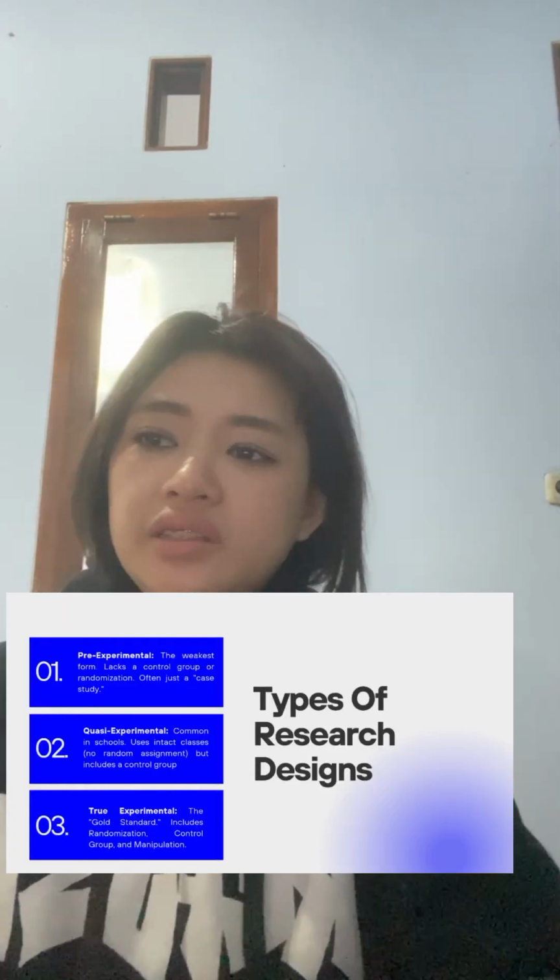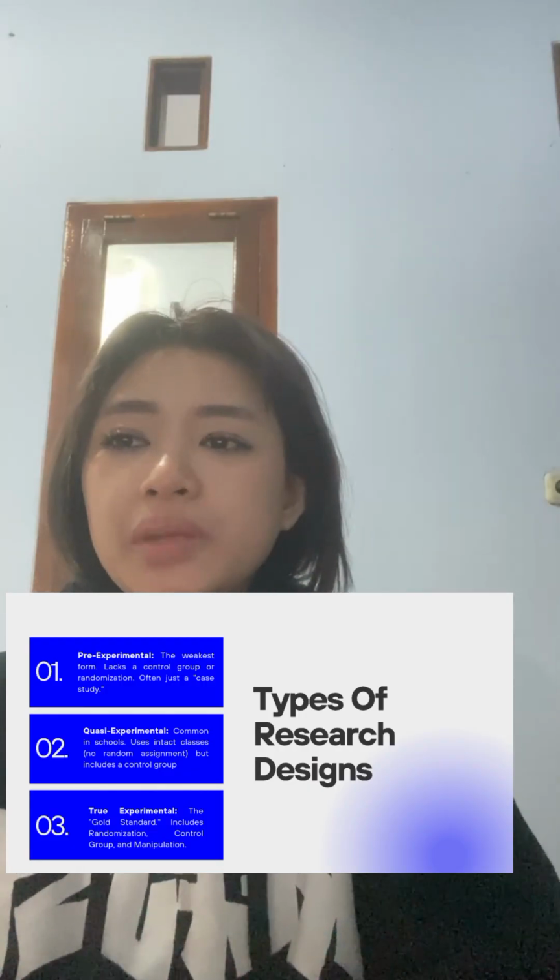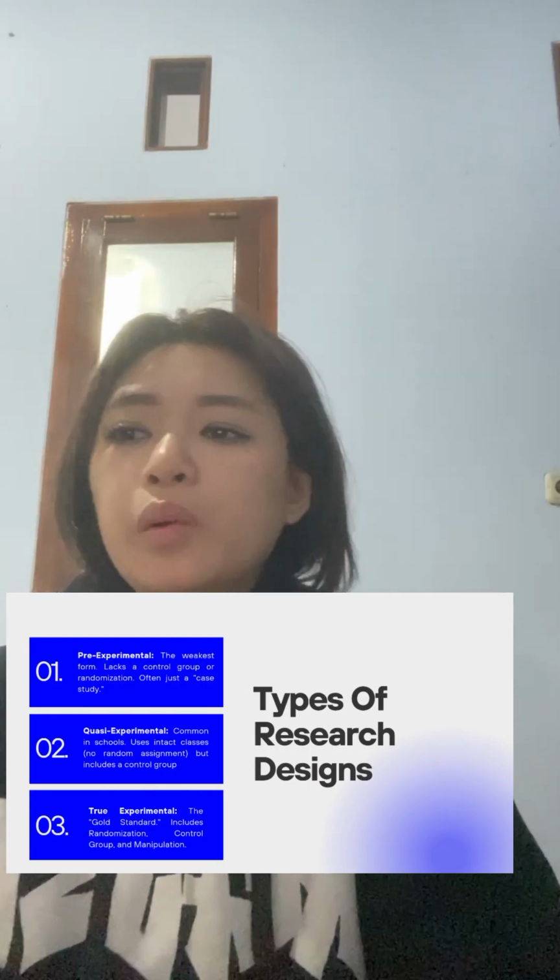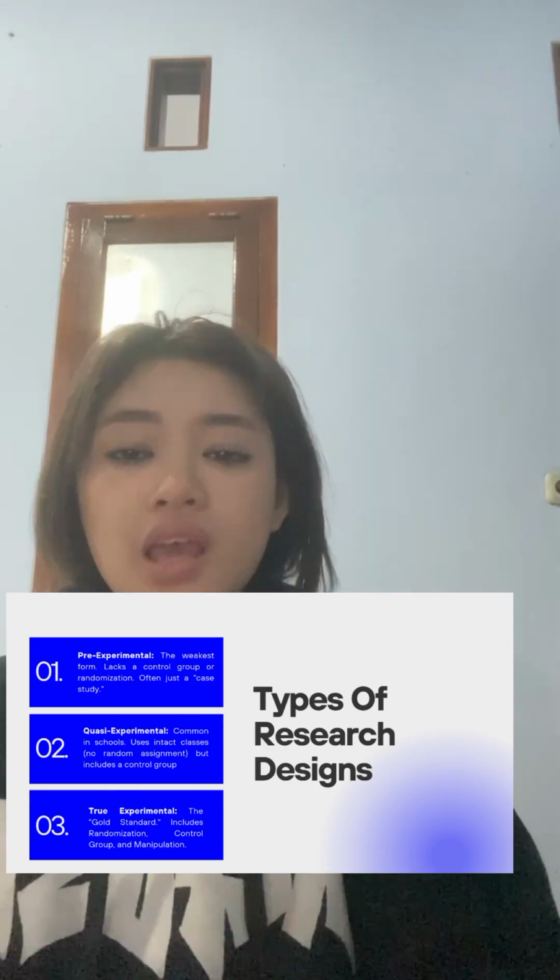The next slide is types of research design. The first one is pre-experimental, the weakest form. It lacks a control group or randomization, and is often just a case study.